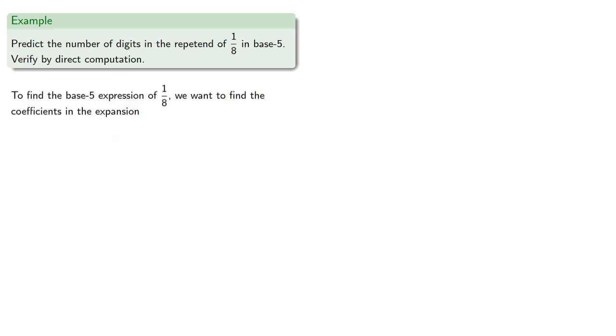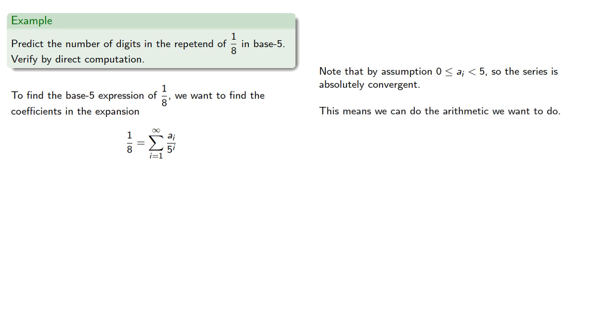Now to find the base 5 expansion of 1/8, we want to find the coefficients in the expansion. 1/8 is a sum of the powers of 5. Note that by assumption the a_i have to be somewhere between 0 and strictly less than 5, so this series is actually absolutely convergent, which, if it means anything to you, means that we can do the arithmetic that we want to do. We don't have to sweat the fact that it's an infinite series.